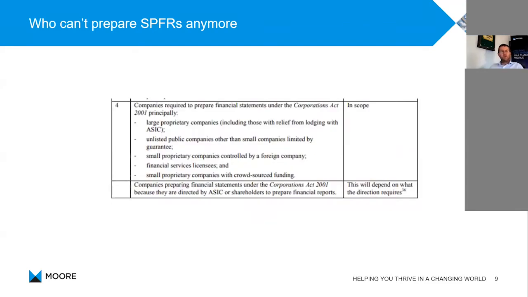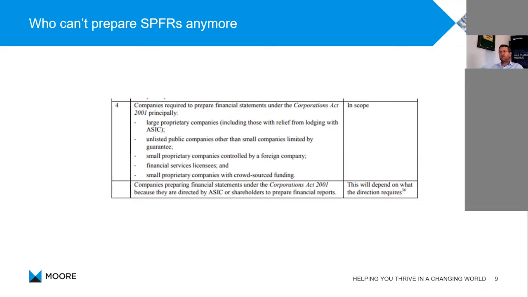Who is in scope? So who can't prepare special purpose going forward from 30 June 2022? Large proprietary companies reporting to ASIC, and that includes grandfathered companies. That was another area of confusion, because grandfathered companies have relief from lodging. They don't have relief from preparing. So large proprietaries as well as grandfathered will need to prepare general purpose accounts under the SDS regime.